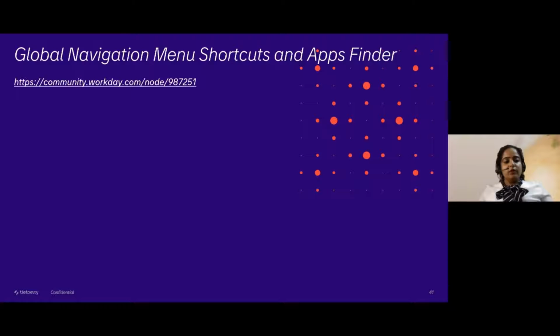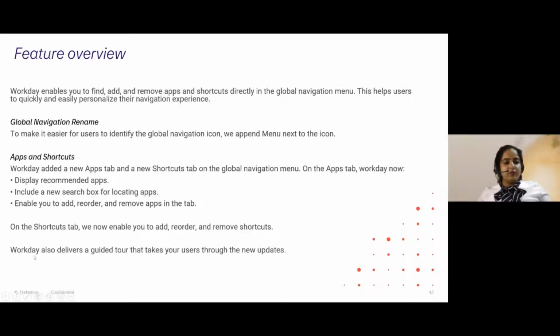Moving to global navigation menu shortcuts and app finder. This is a feature with respect to the people experience homepage again, where the menu is also named global navigation when you hover over it. And you can set shortcuts and apps as per the order preference that you have. To give you a feature overview, Workday enables you to find, add, and remove apps and shortcuts directly on the global navigation menu. This helps users quickly and easily personalize their navigation experience.